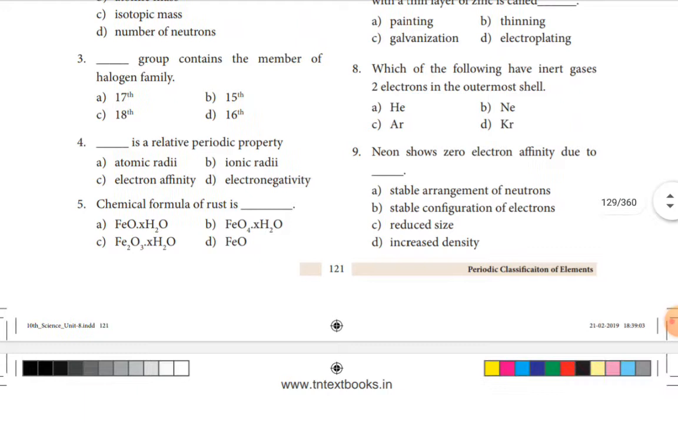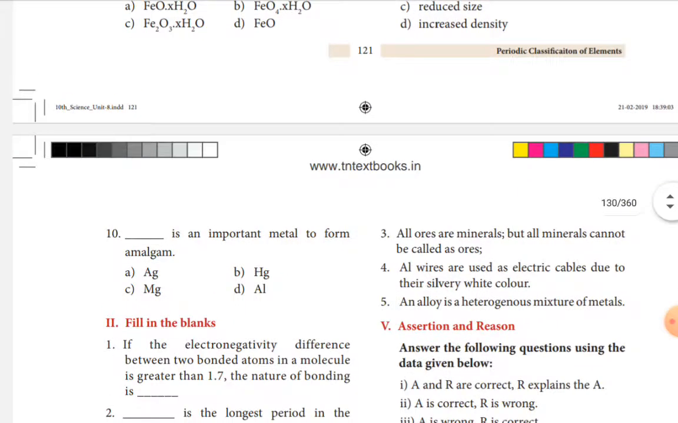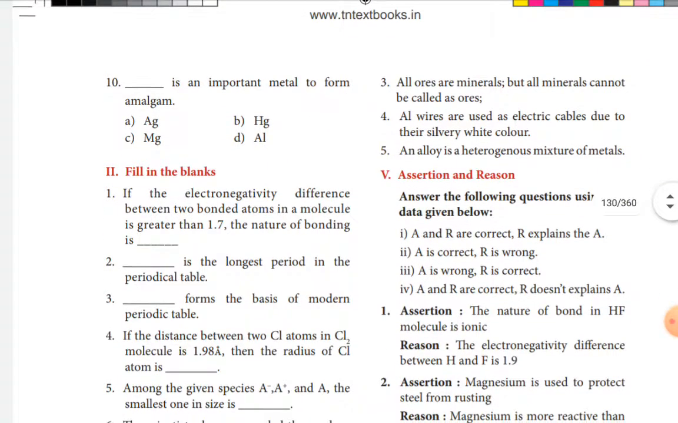Then neon shows zero electron affinity due to stable electronic configuration. Option B, stable configuration of electrons. They contain 8 electrons in the outermost shell. So the elements which have 8 electrons in the outermost shell are stable in nature, which will not readily transfer electrons for chemical combination. Then 10th one, dash is an important metal to form amalgam, that is mercury.